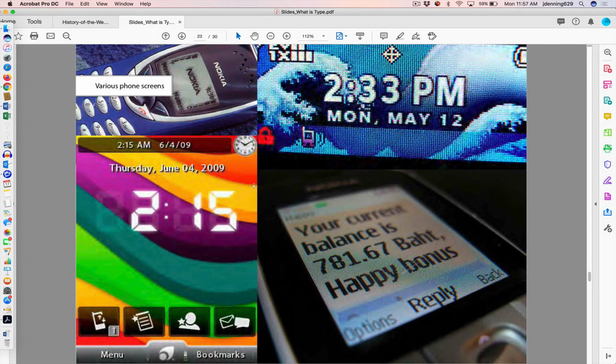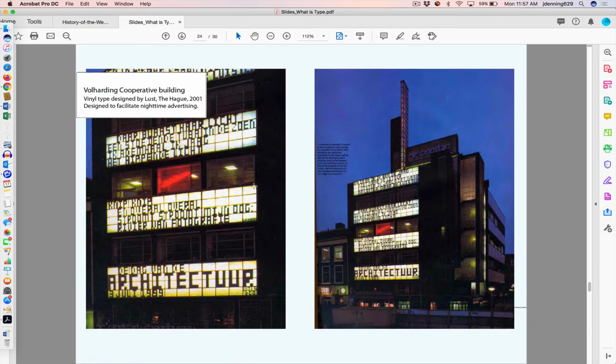There are specific fonts that were designed once we moved to phones and computers that made fonts much more legible on a screen. Vinyl type, for example, was designed by Lust to put on the Hog in 2001, and it's really designed to facilitate nighttime advertising. So when you design a typeface, you think strategically about what that typeface will be used for, and that is what motivates the design.